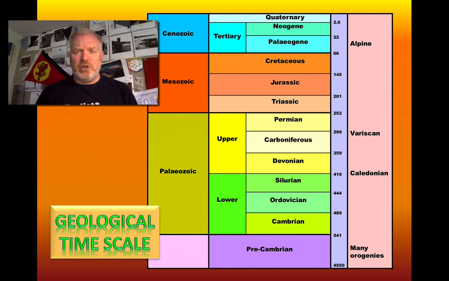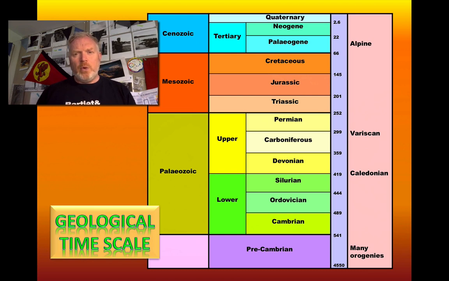We have the Caledonian orogeny that occurred at the end of the Silurian, beginning of the Devonian. The Variscan orogeny, which happened at the end of the Carboniferous and the beginning of the Permian. And the Alpine orogeny that affected the Paleogene period.